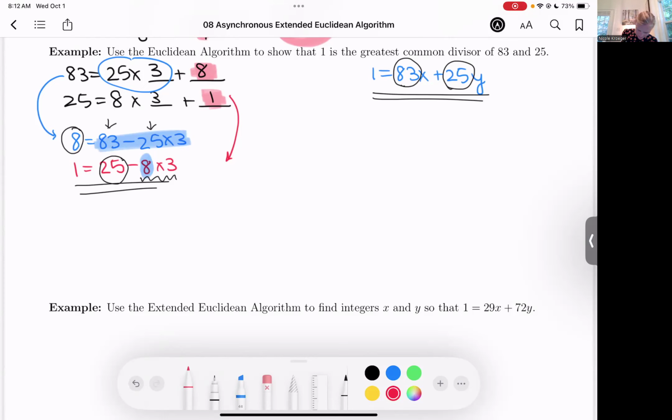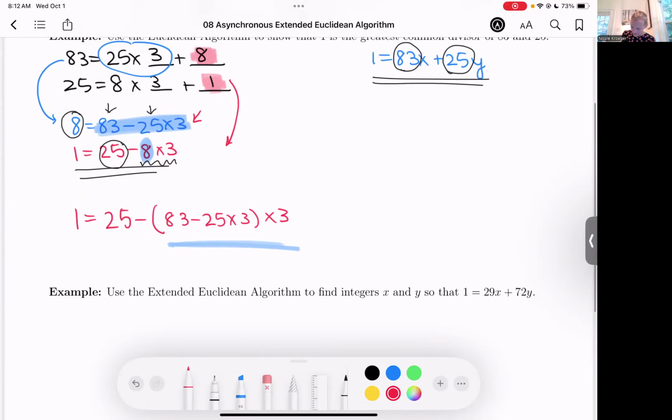So let's see, how is this going to work? I'm going to have 1 is 25 minus, and this is where I'm going to replace the 8 with this expression: 83 minus 25 times 3, all of that times 3. What I notice now is that I have a 25, I have an 83, I have a 25. This looks pretty good. I need to rewrite this just a little bit. I'm going to multiply the 3 through, and I'm going to be very careful not to simplify too many things. I want to keep the 83 and the 25. I don't want to simplify those at all.